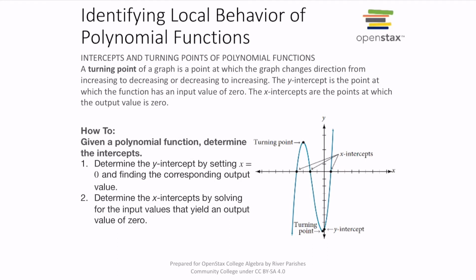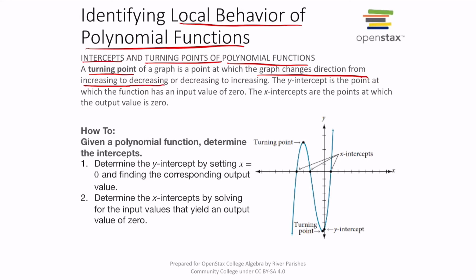Next, how to identify the local behavior of a polynomial function. Local behavior is inside the curve, where you go from one end to the other end. The common ones that you'll see are intercepts and turning points of a polynomial function. What is a turning point? A turning point in a graph is the point at which the graph changes its direction, either from increasing to decreasing or from decreasing to increasing.